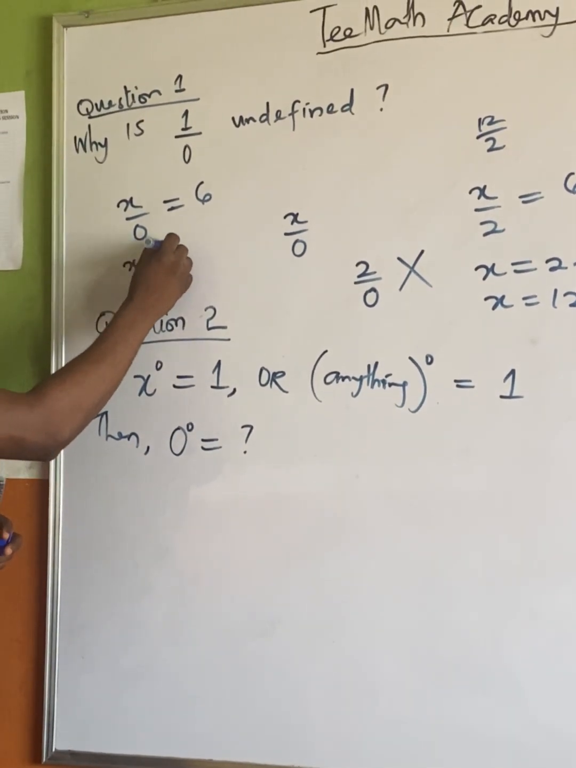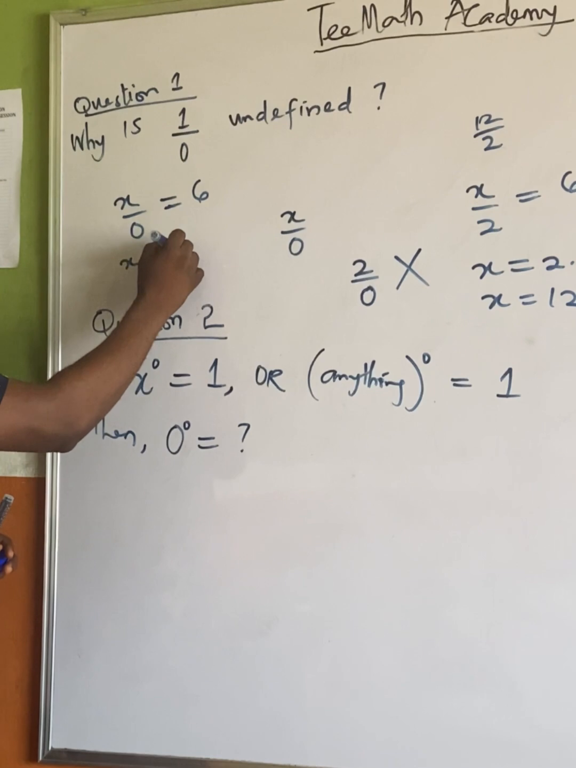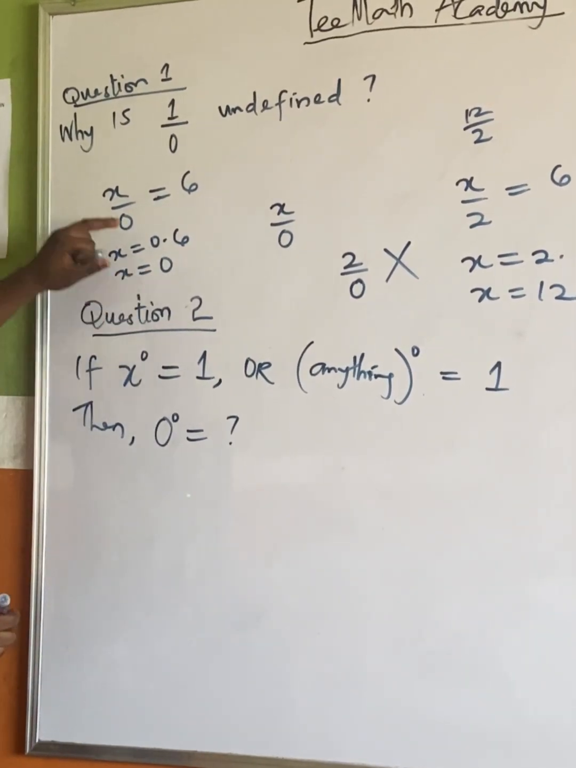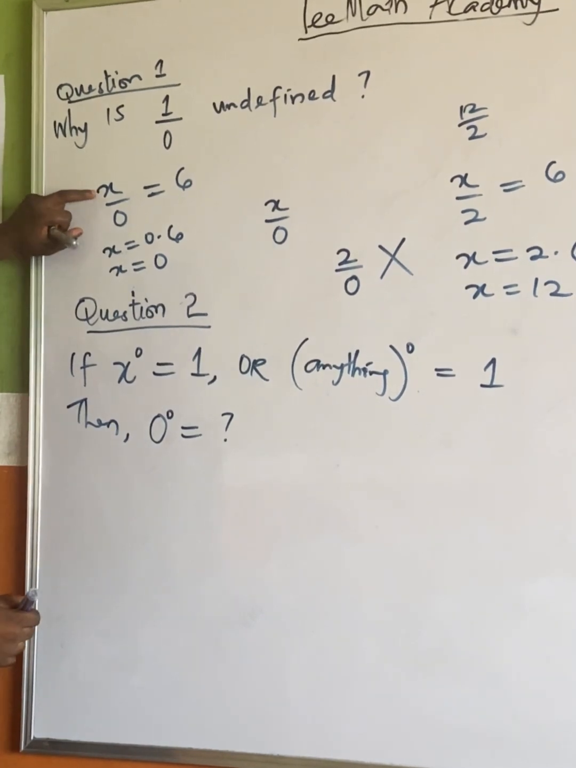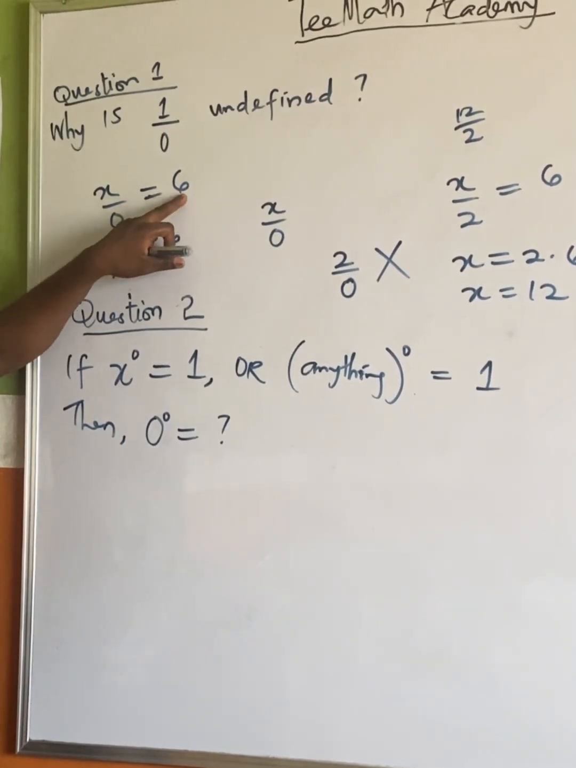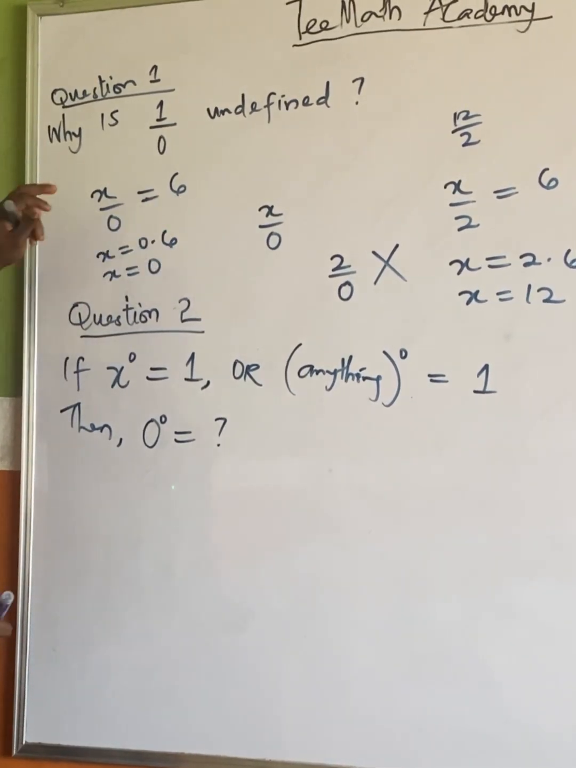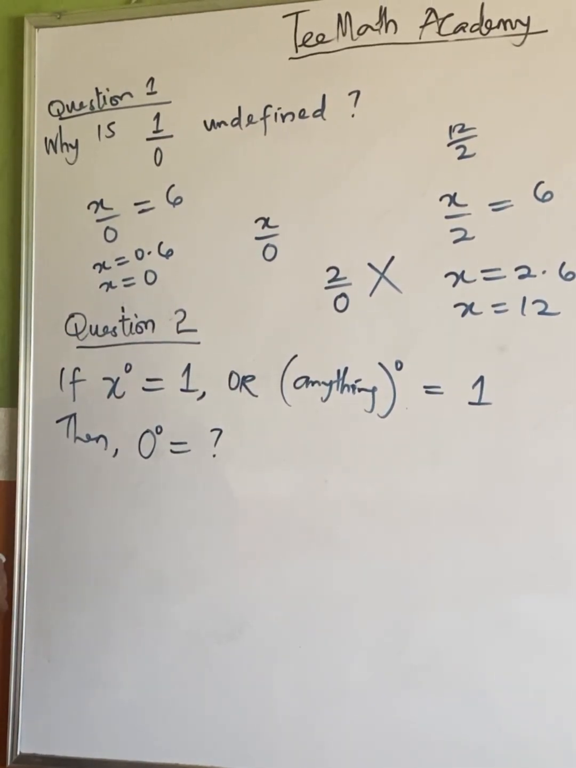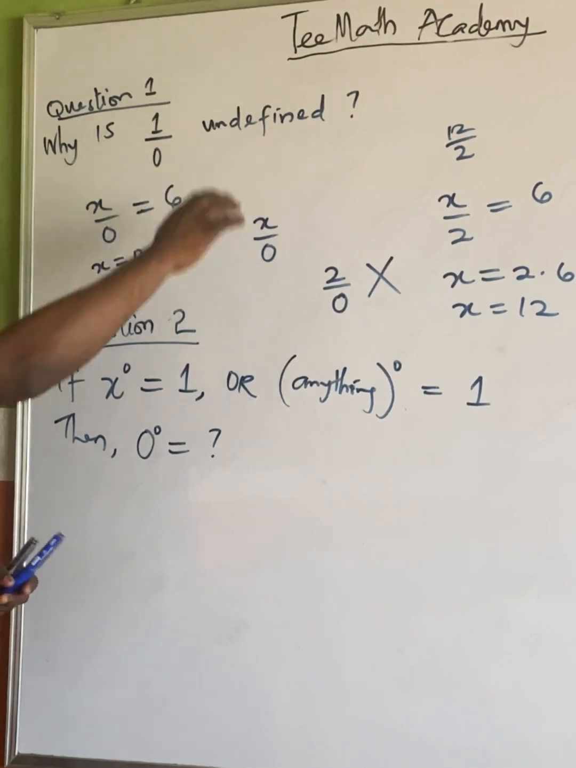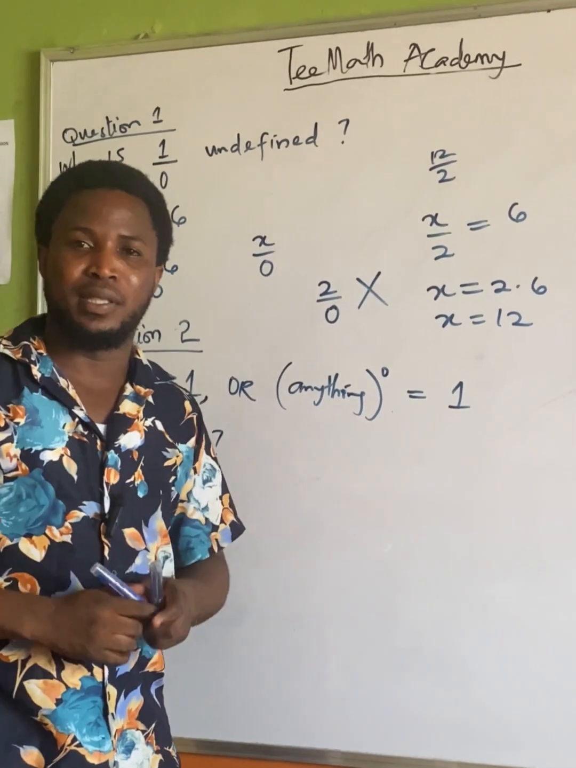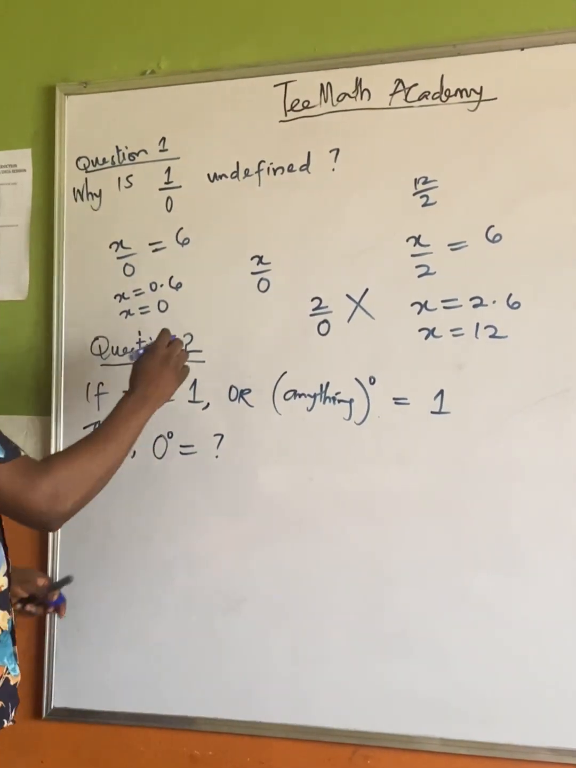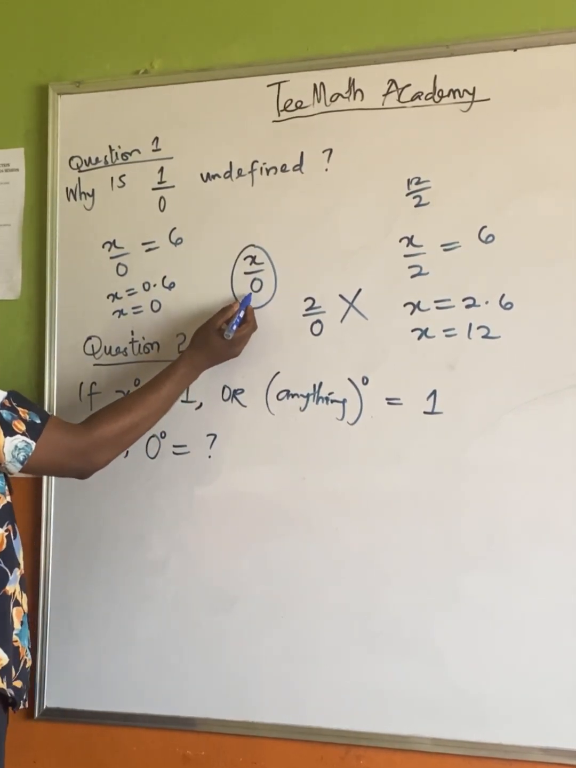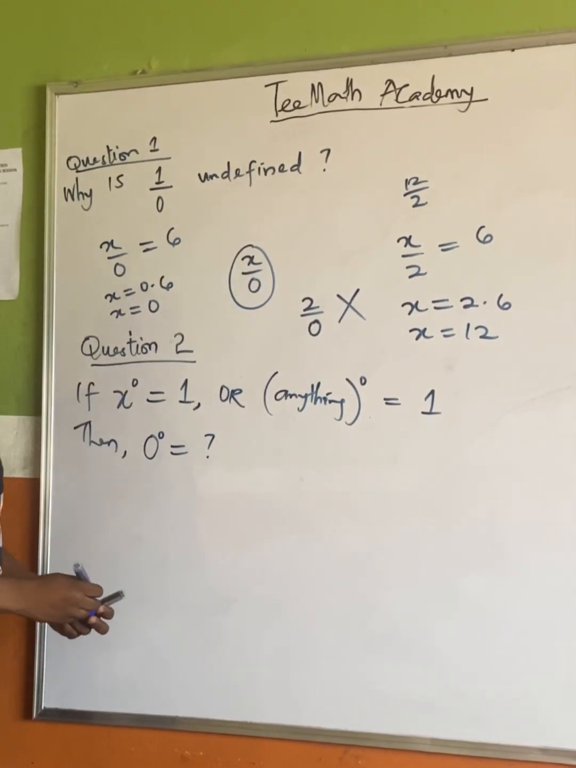We have x equals 0 times 6. 0 times 6 is 0. Now if I place my 0 back here, 0 divided by 0 will not give me 6. In fact, 0 over 0 is not even a value. It's indeterminate. So that's why we call that undefined. Whenever a fraction has 0 as its denominator, we call it undefined.